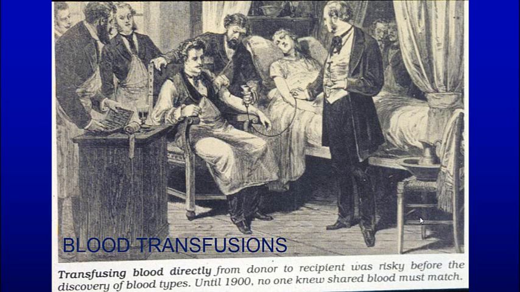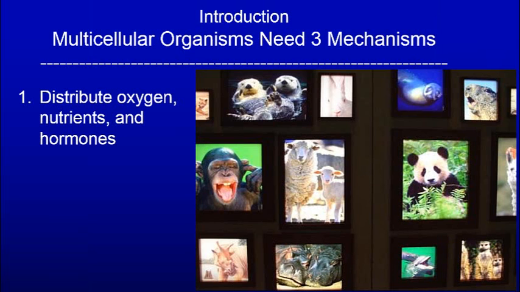Here we see a picture of early blood transfusion. And in those days, before 1900, no one knew that the different types of blood should match before you transfer from one individual to another one.